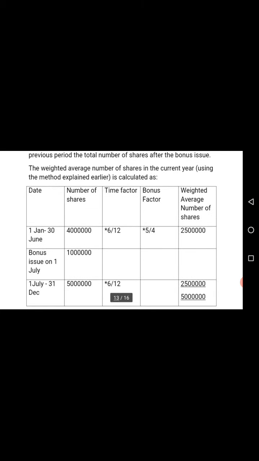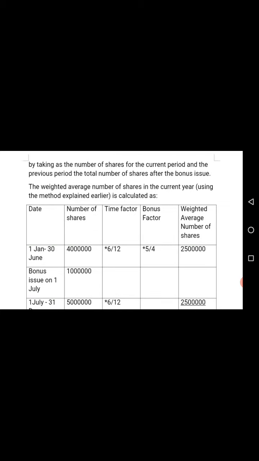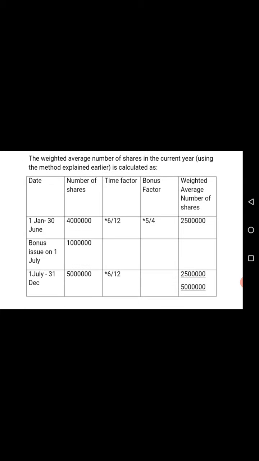The same here, 6 months, 1st January to 30th June, 4 million shares. The time factor is 6 months over 12 months. Now, since there's a bonus issue, we use the bonus factor, which we got previously, as 5 over 4. And we do the multiplication: 4 million times half, 6 over 12 is the same as half of the year, times 5 over 4. It gives us 2.5 million, 2,500,000. We could confirm that with our calculator.